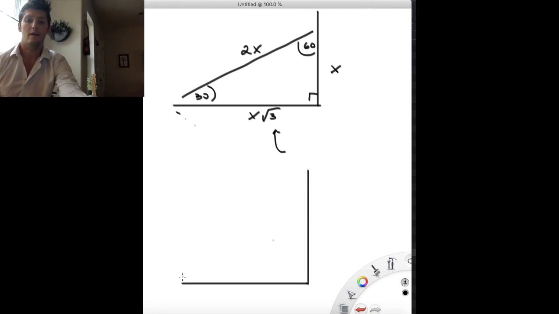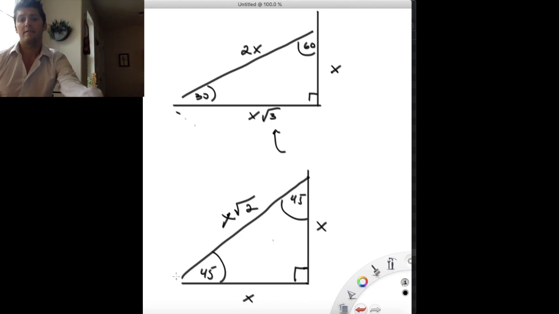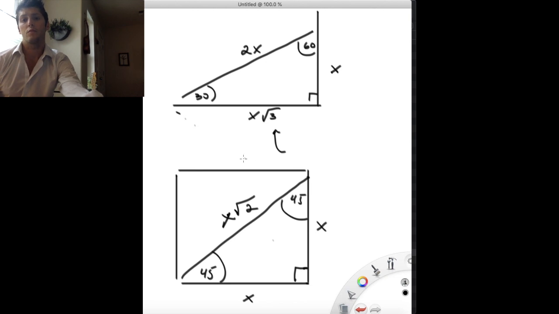The other one worth knowing is the 45, 45, 90. So let me draw that. Roughly like this. The sides are equal because the angles are equal, 45 and 45. The side across from the 90 is x times root 2. So x root 2. By the way, that's half of a square where the sides are all just x. And then the 90-degree angles got cut into two 45s, right?